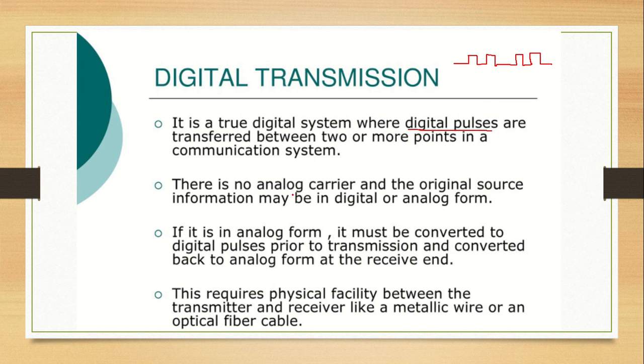So there is no analog carrier, and the original source information may be in digital or analog form. If it is in analog form, it must be converted to digital pulses prior to transmission and converted back to analog form at the receive end. So this requires a physical facility between the transmitter and receiver, like a metallic wire, or it can be an optical fiber cable.